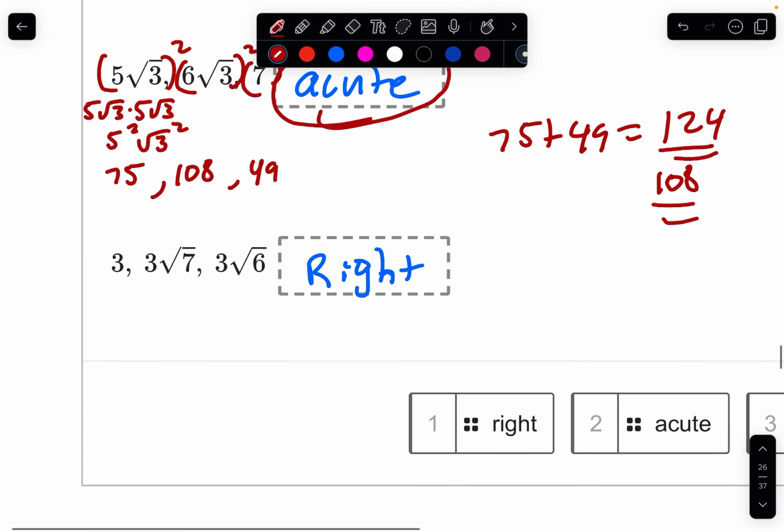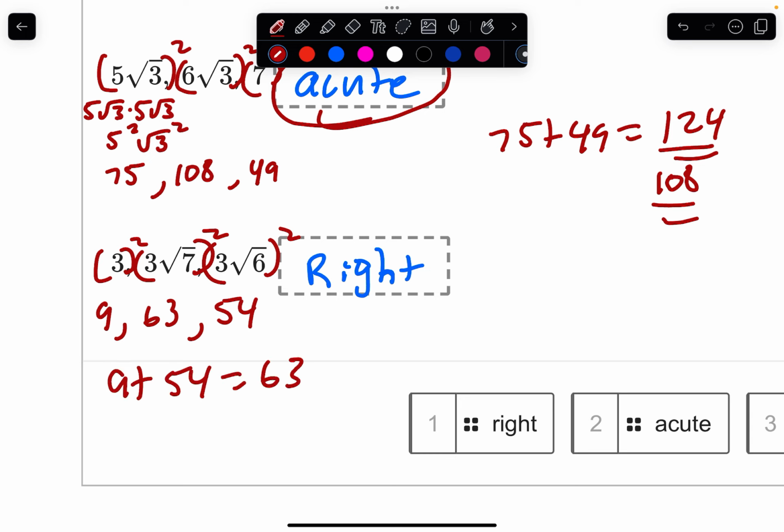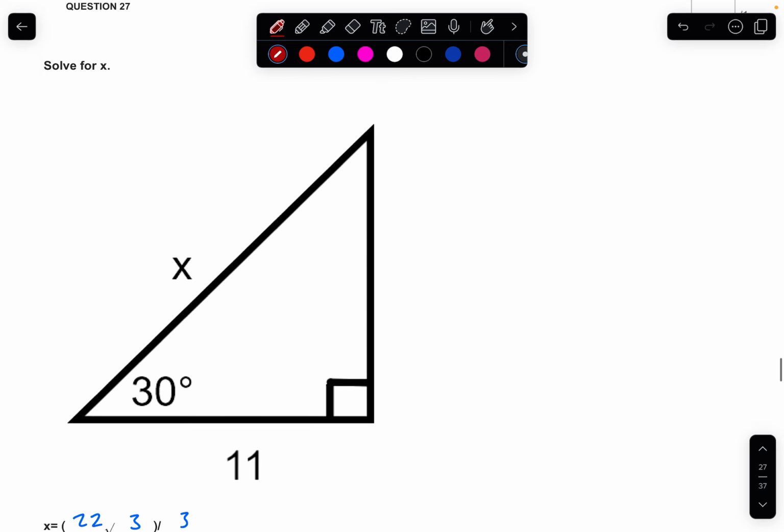And then here, same idea. We need to start squaring numbers. 3 squared would be 9. 3 root 7 squared would be 9 times 7, 63. And 3 root 6 squared would be 9 times 6, 54. So we add the two smaller numbers. 9 plus 54 is 63. C squared is 63. That is the same. That is a right triangle. When a squared plus b squared equals c squared, it's going to be a right triangle.